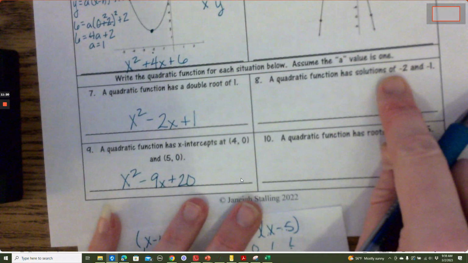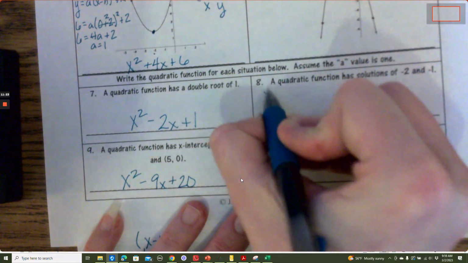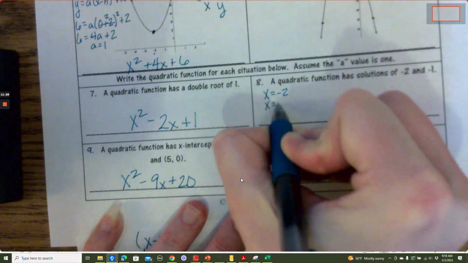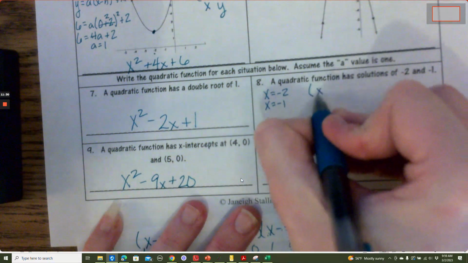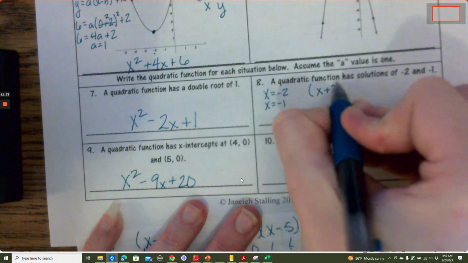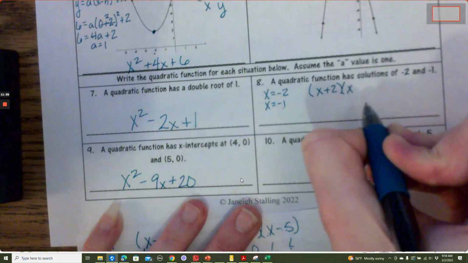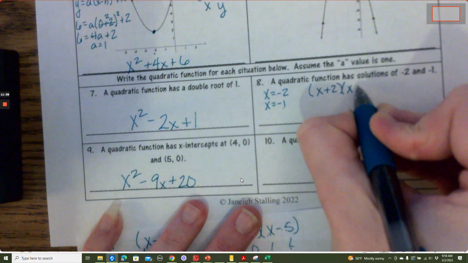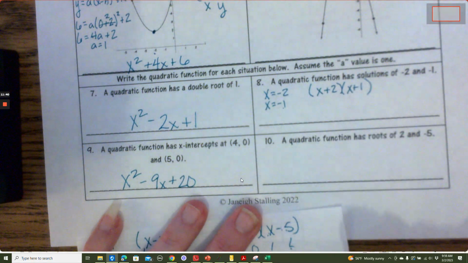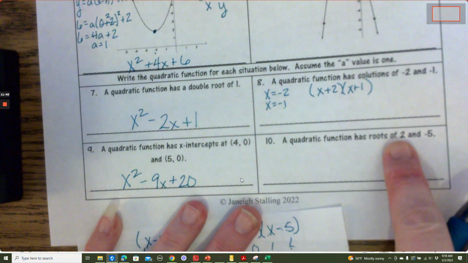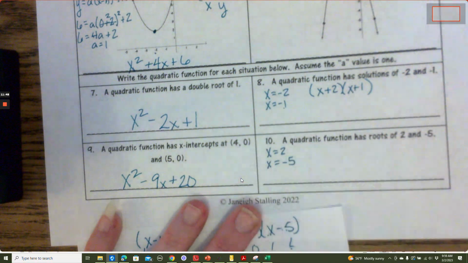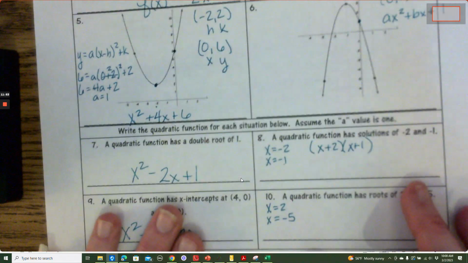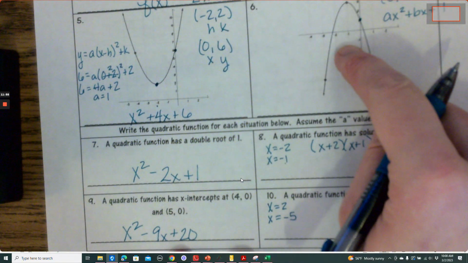All right, so if it's got the solutions, negative 2, negative 1, that means x equals negative 2 and x equals negative 1. So what are my factors going to be? If x equals negative 2, what's that factor going to be? Plus 2. If x equals negative 1, what's that factor going to be? Plus 1, right? Same thing. If it says roots, all that means is x equals 2 and x equals negative 5. Okay? So that's what you have left. If you get stuck on these, let me know. Let me help you. Okay?